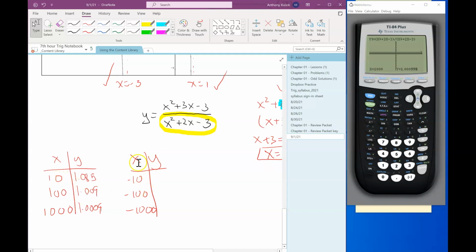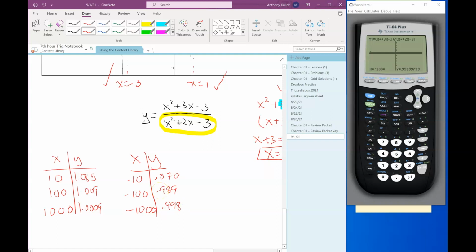I'm going to do the same thing now with the left end of my graph with the negatives. So second trace, we'll do -10. So that's 0.870. And then -100. That's 0.989. And then -1,000 is 0.998.